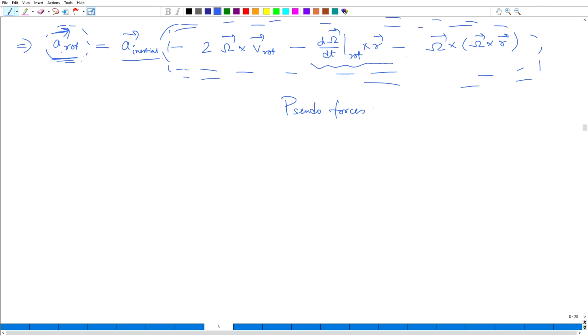This one is known as Euler force, and many times this is not taken into account because we consider the case of a uniformly rotating frame of reference where omega is constant and d/dt of omega vanishes. Okay. This is known as Euler force. This is known as Coriolis force.